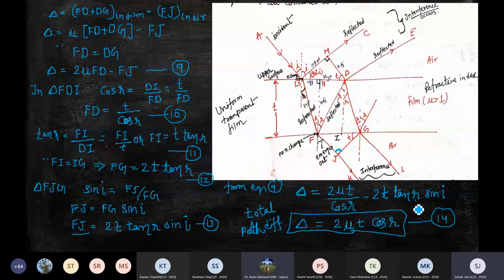Ma'am, can you please explain the last thing again? Why in the case we did yesterday, we got the extra lambda by 2? Okay, see, here, let me explain.